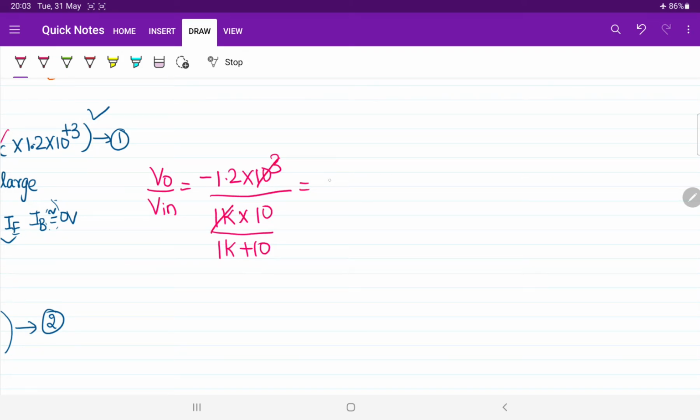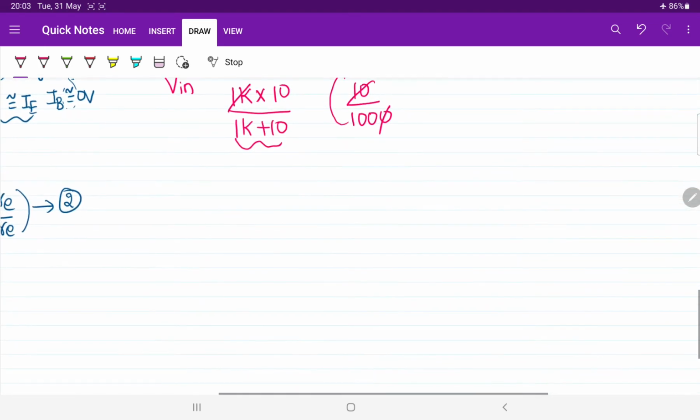After that, what I can say is minus 1.2 upon, we are having 10 still, under the denominator 1000 plus 10, which will become approximately 1000 only. I am simply simplifying this. 10 will get cancelled. Anyway, the denominator of the denominator will come to the numerator. Finally, this value is approximately equal to minus 120. So we found the value of voltage gain.